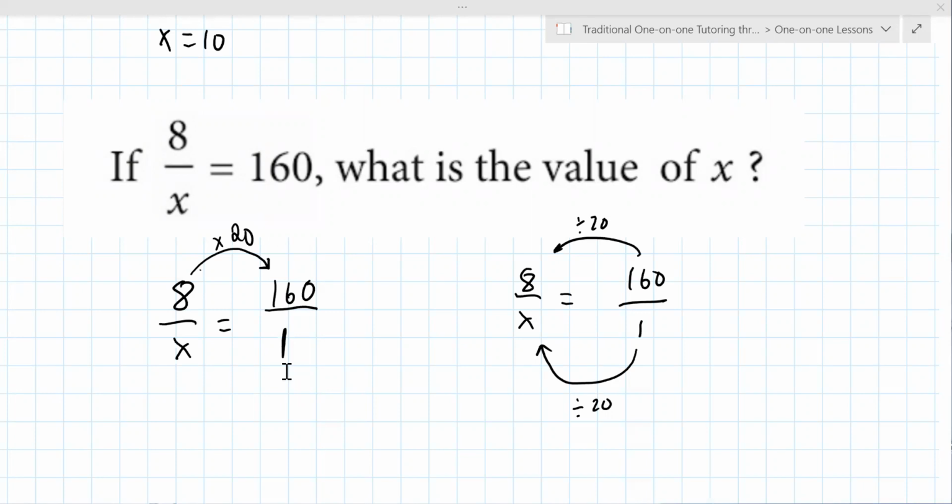Okay, 8 divided by 1, that's 8. Okay, let's try something totally different here. I don't think this is working out well tonight, this topic.